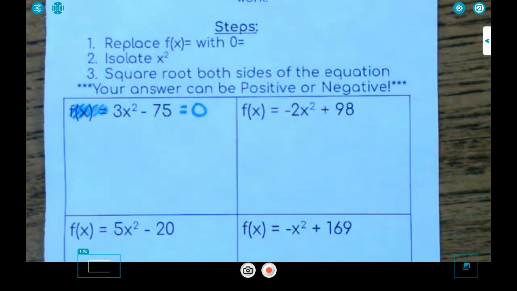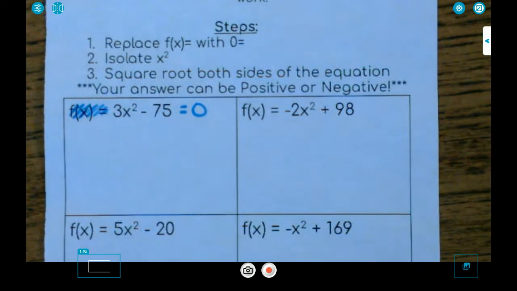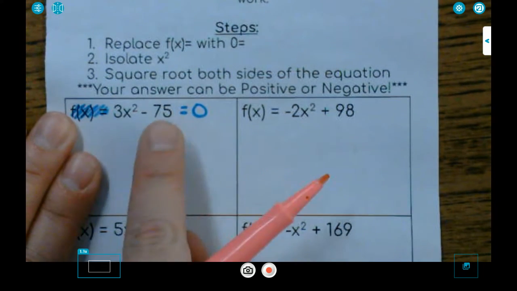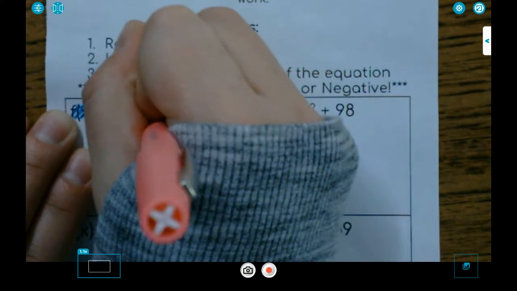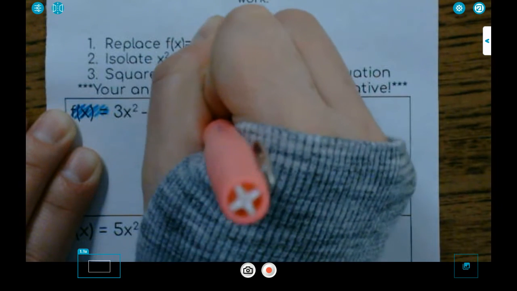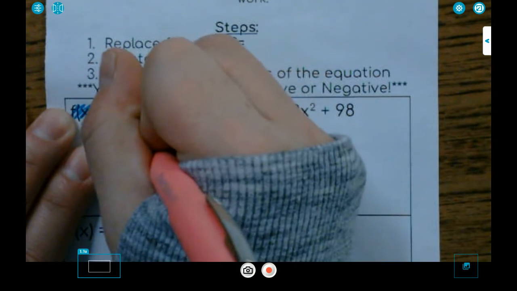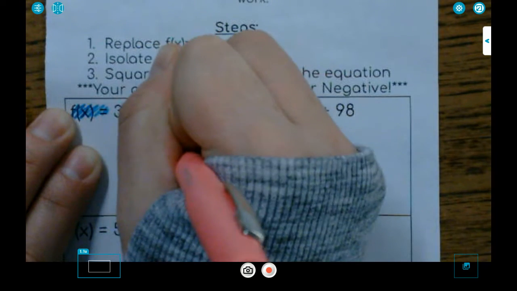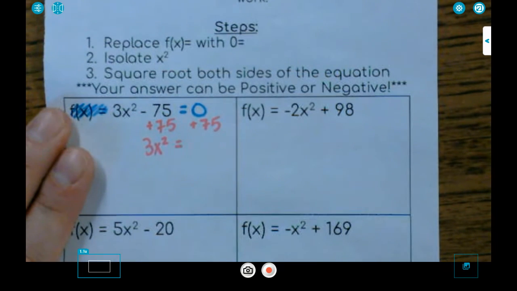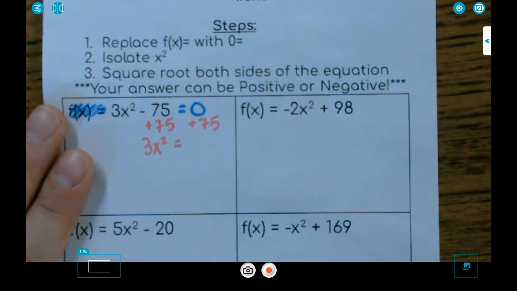Then the next thing I do is I isolate the x squared. So when you isolate something, that means get it by itself. So I'm going to get x squared by itself. So that's going to be two steps. It's just like solving a normal equation. We're just solving for x squared instead of solving for x. So the first thing that I'm going to do is I'm going to add 75 to both sides. On the left side, I have 3x squared now. And on the right side, I have 0 plus 75, which is 75.